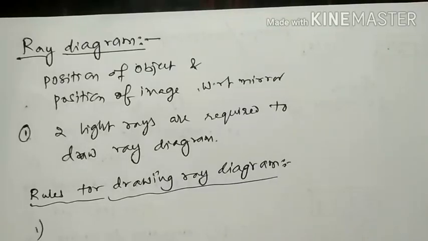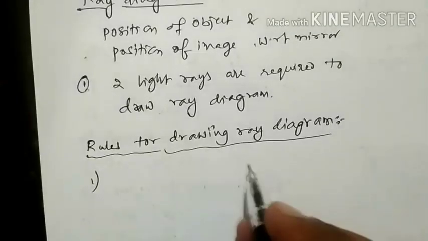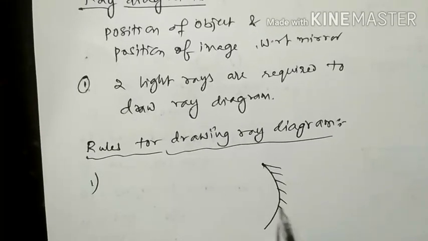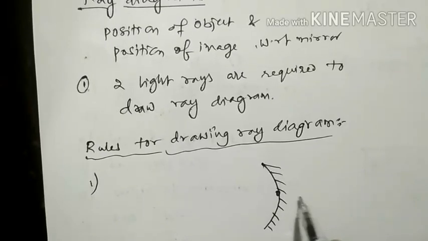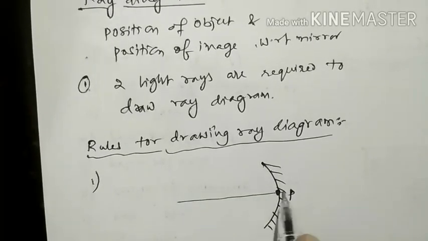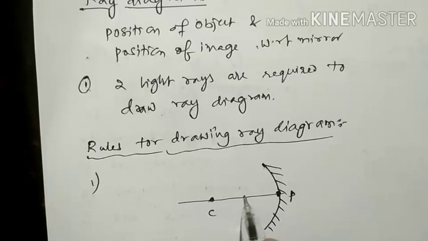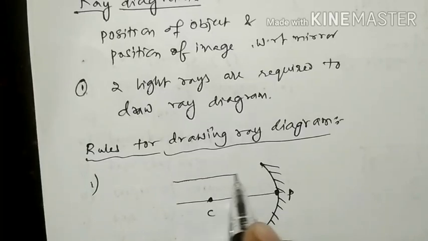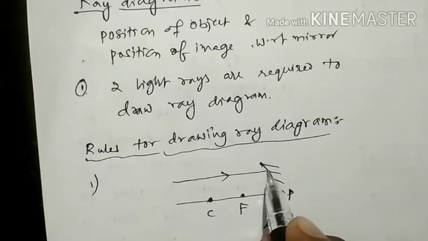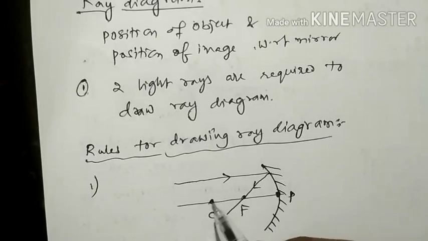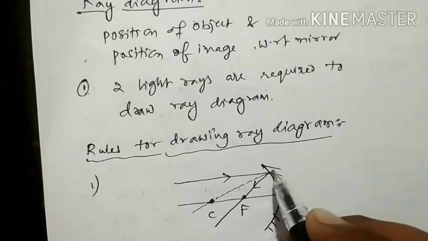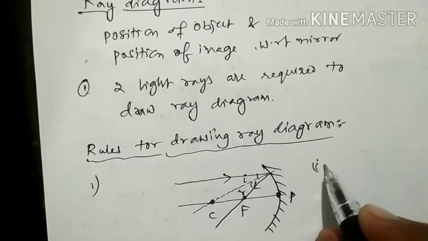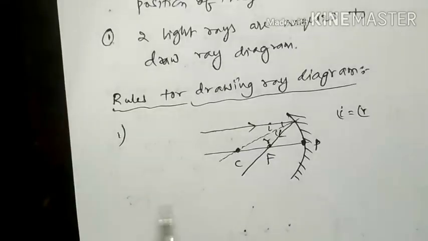The first rule is a light ray parallel to the principal axis. I am stating the statement and drawing the diagram simultaneously. This is the pole, this is the principal axis, the center, and this is the focus. The first ray rule is: a light ray parallel to the principal axis after reflection passes through the focus. If you want to draw the normal, draw it from the center at the point of incidence. Here again the laws of reflection are obeyed. Angle of incidence and angle of reflection are equal. This is the first ray rule.